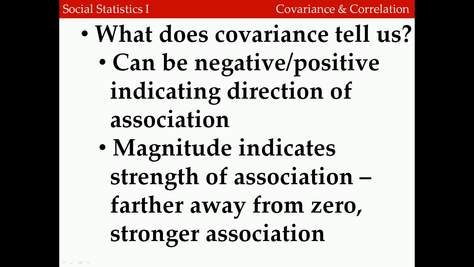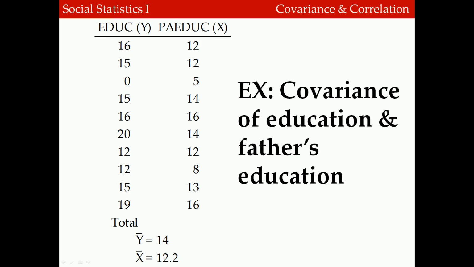What does the covariance tell us? Well, it can be either a negative or positive value indicating the direction of the association. The magnitude of the covariance tells us something about the strength of the association. That is, the further away it is from 0, the stronger the association. And the closer it is to 0, the weaker the association. And that's true if it's departing from 0 in either direction. So you can have a strong negative association, a weak positive association, or vice versa.